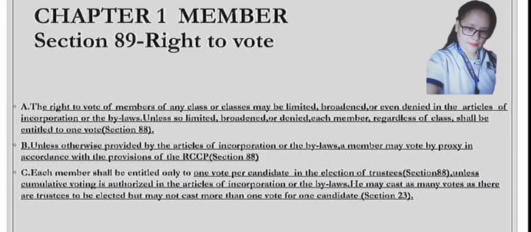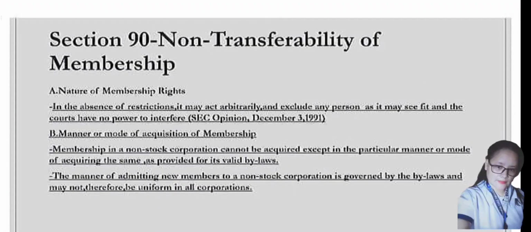Each member shall be entitled only to one vote per candidate in the election of trustees, unless cumulative voting is authorized in the Articles of Incorporation or the bylaws. He may cast as many votes as there are trustees to be elected, but may not cast more than one for one candidate. Section 90.